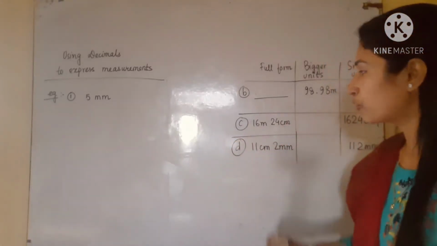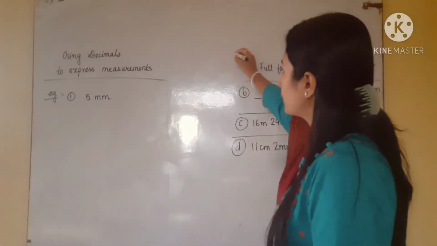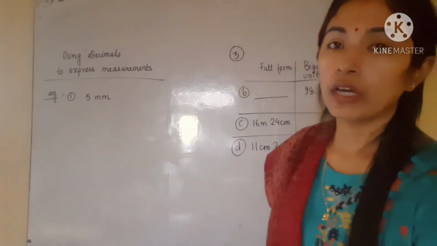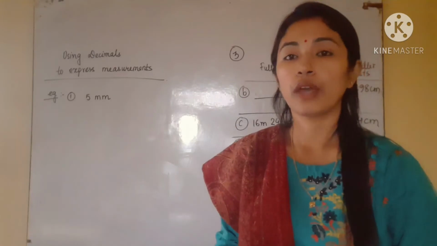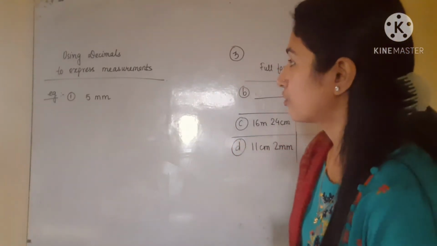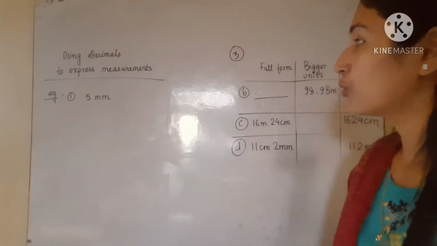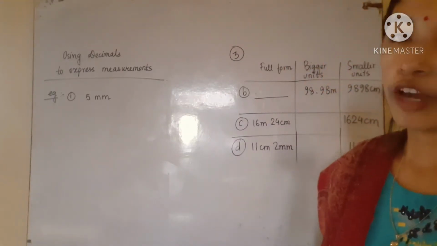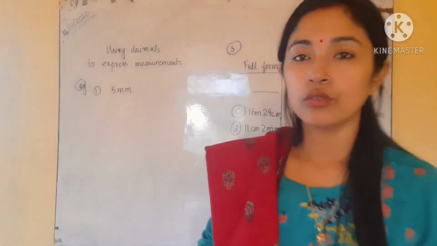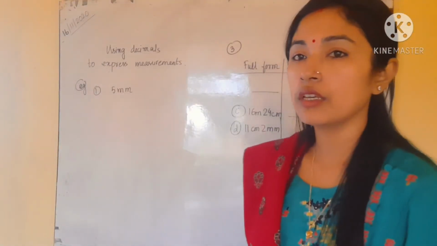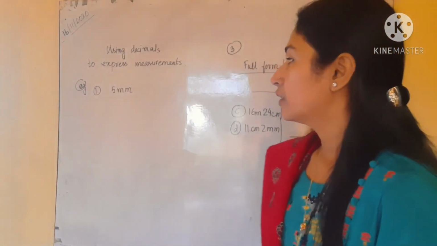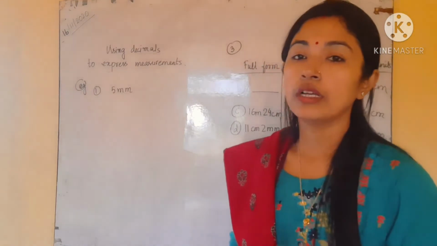So students, before doing question number 3 from exercise 11.2, let us study how to express in decimals, how to write in decimals. You can see here I have written the question: 5 millimeter. We have to convert 5 millimeter into centimeter. Students, sorry for the disturbance. See, the example is 5 millimeter and we have to convert it into centimeter.